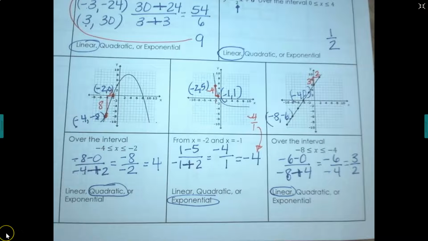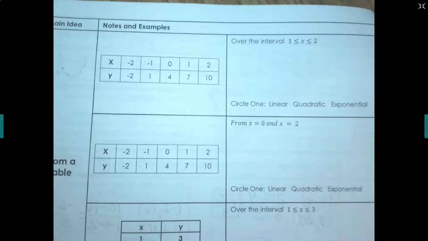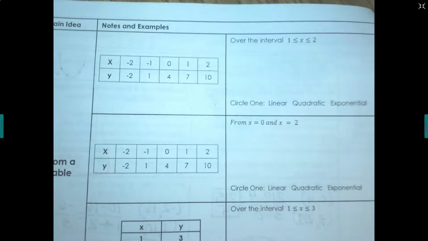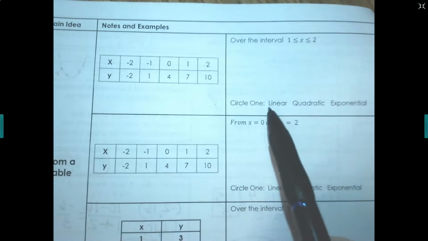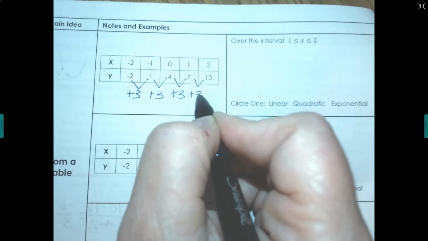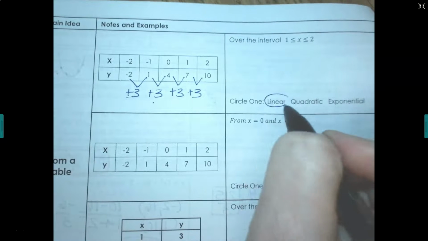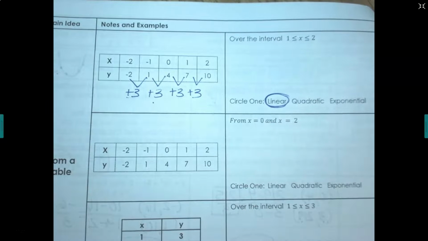All right, let's flip this over to finish it out. All right, let's take a look at these table of values. We need to identify as linear, quadratic, or exponential. So to do that, we want to see how our y values are changing. So to get from -2 to 1, I would have to add 3. From 1 to 4 is adding 3, and I'm noticing that this pattern is staying all the way true. So these are my first differences. That means this is going to be linear.